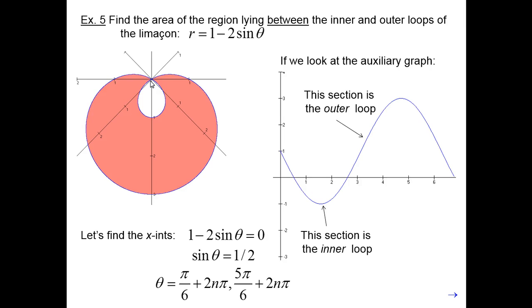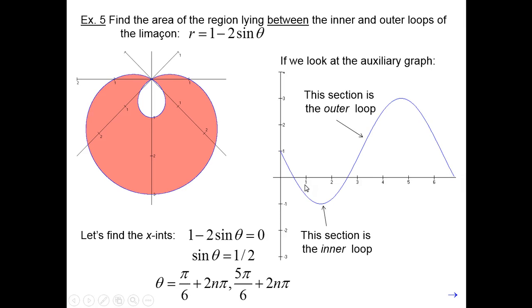All right, so what we're going to do here is I'm going to do actually two integrals. So the integral from pi over 6 to 5 pi over 6 is the inner loop. That represents the area of the inner loop. Now, the outer loop, if you look at this auxiliary curve, would be like if this is pi over 6 and this is 5 pi over 6, the outer loop would be what? From 5 pi over 6 to wherever the next x-intercept is.